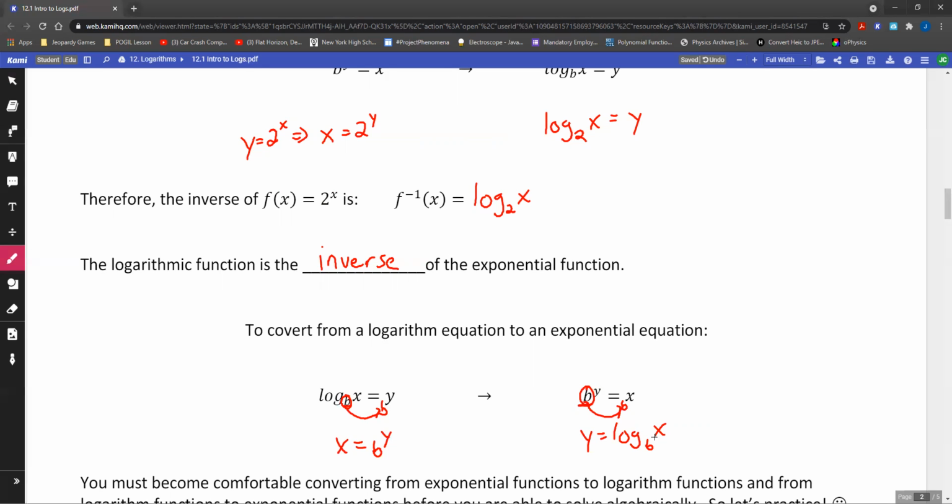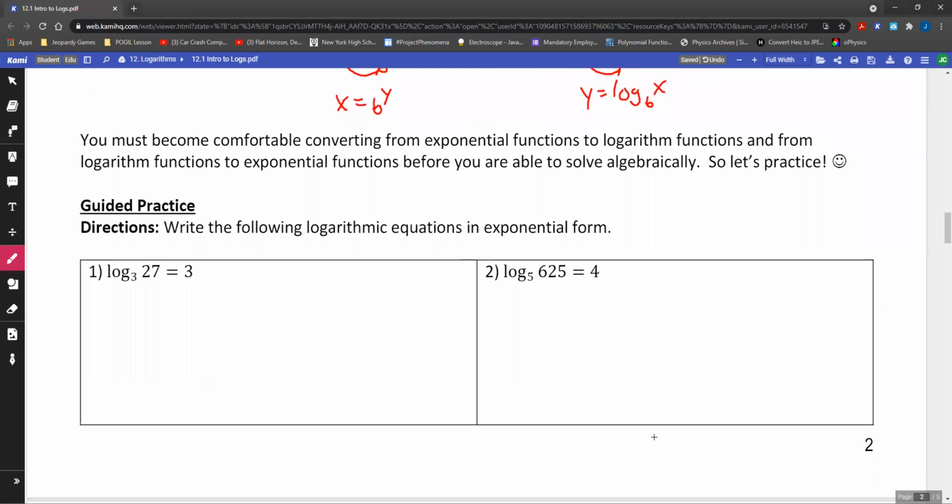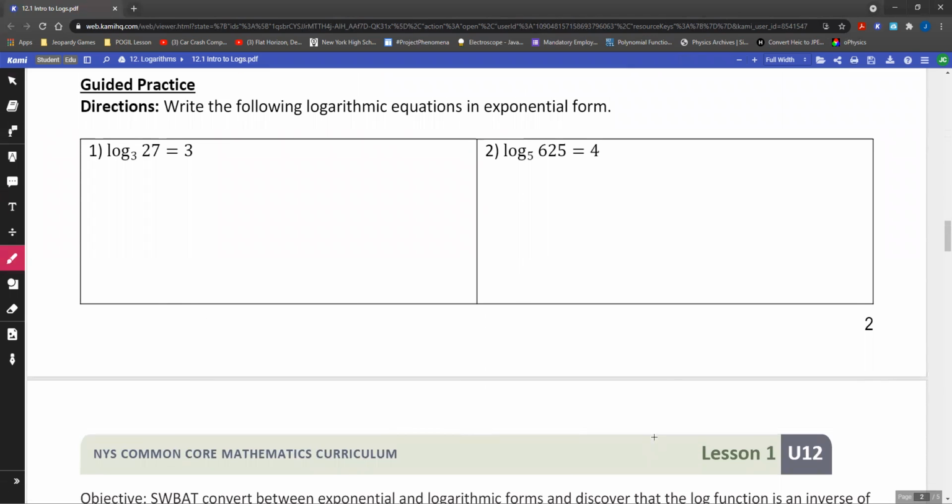Basically, you want to make sure that you are comfortable going back and forth between these terms. Now, in these practice questions, that's all we're going to be doing. There's really no variables that we're going to be solving for. We'll see how we do that later on. So just doing some practice.